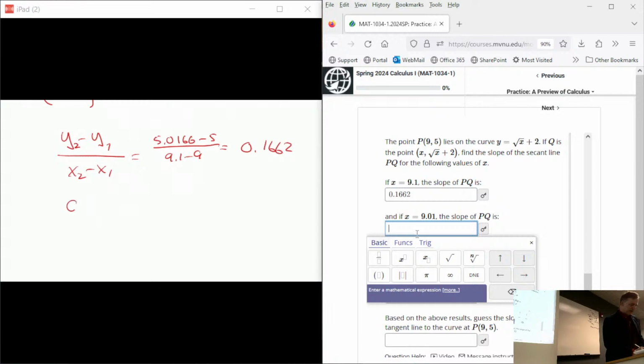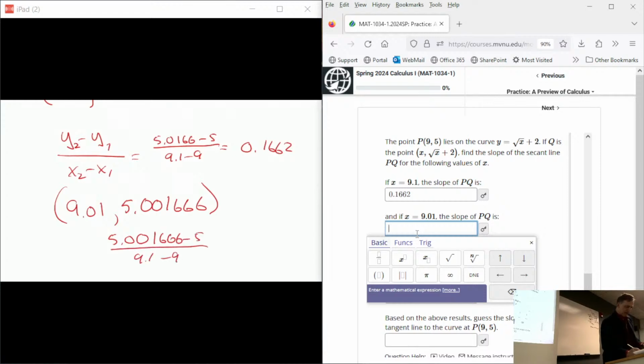So that's going to be 9.01 as my x value, and I want to know the y value. So that's the square root of 9.01, plus 2. And I got 5.001666. And then if I do this divided difference, 5.001666 minus 5 over 9.01 minus 9, I get 0.1666. So that's going to be my answer there, 0.1666.